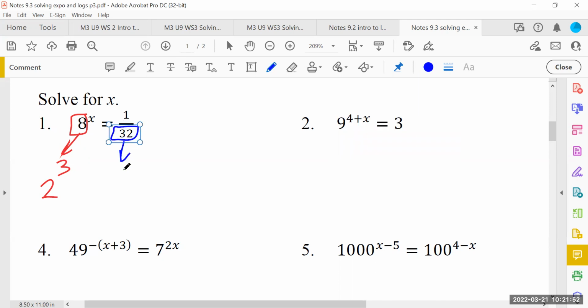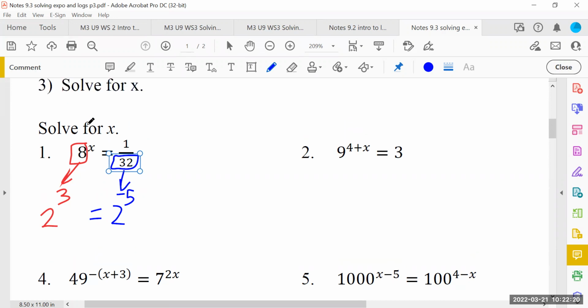This 32, 2, 4, 8, 16, 32. It's five 2s. And again, you can just use a calculator to check that. Now, this isn't quite right yet. 1 over 32 means I need a negative exponent. Does that make sense to everybody? That's going to get me the 1 over 32, that negative 5. And then over here, we already had an exponent.